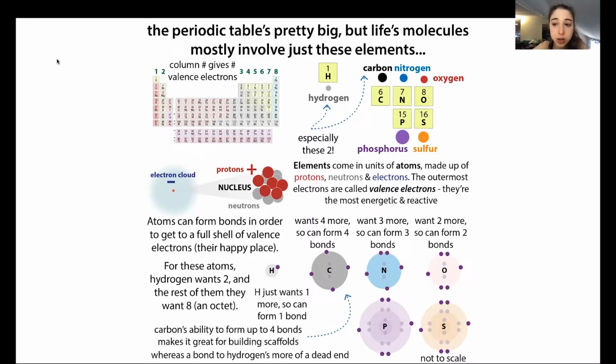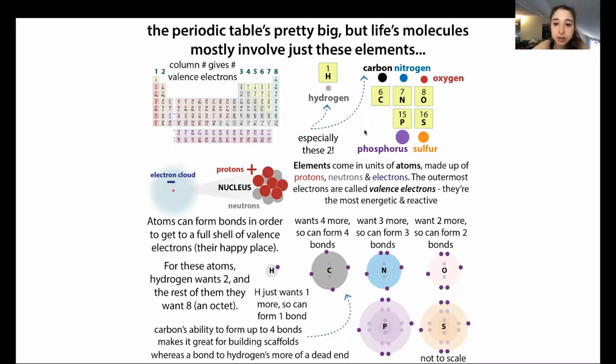So the number of protons is fixed for an element. An element is always going to have a certain number of protons, and this is their atomic number. A carbon is always going to have 6, nitrogen is always going to have 7, oxygen is always going to have 8. But the number of electrons can vary.